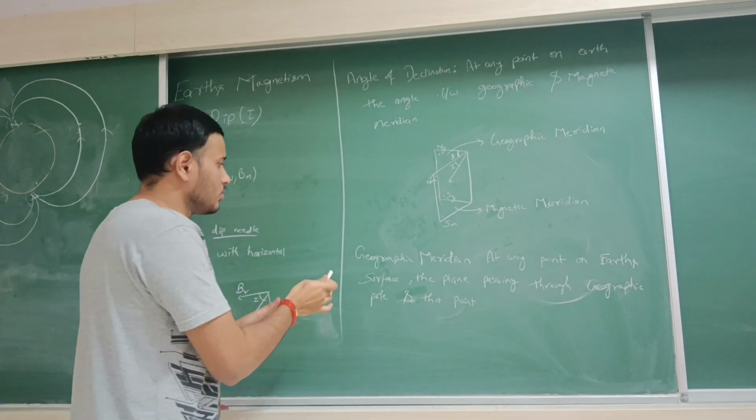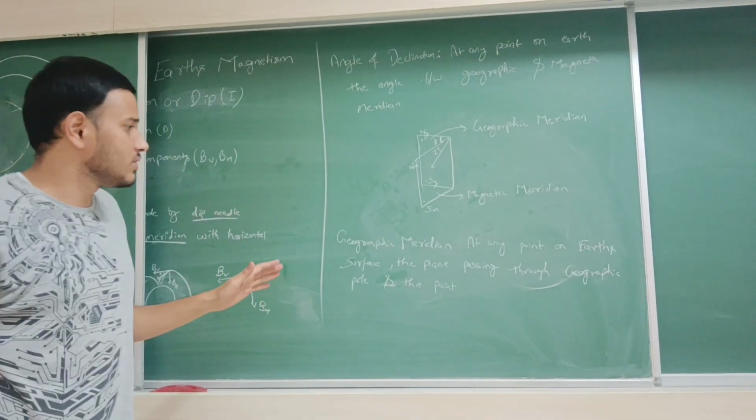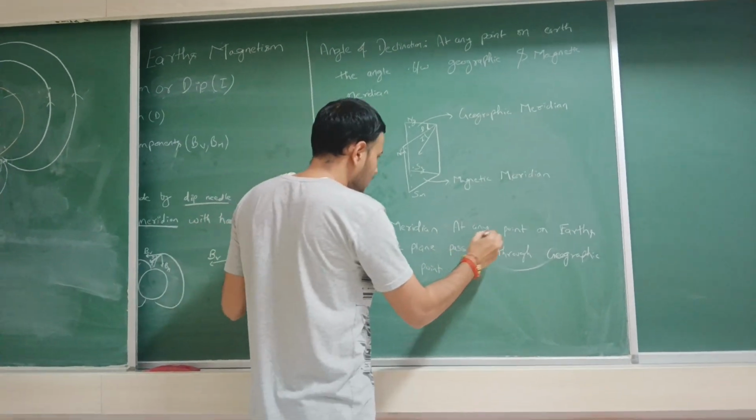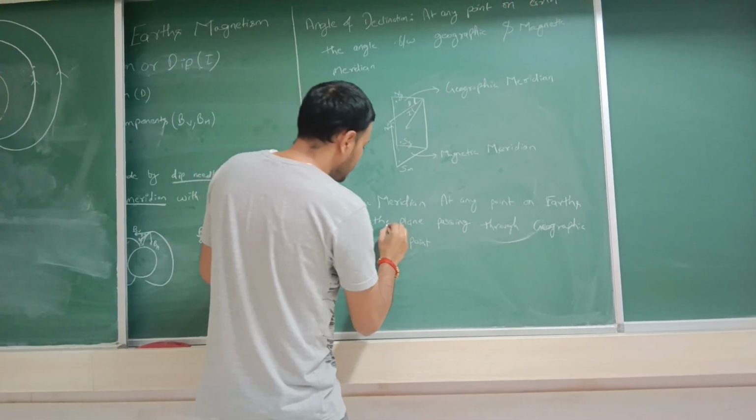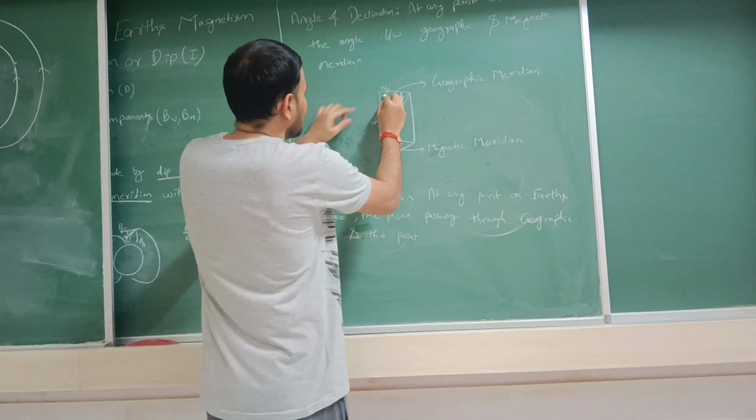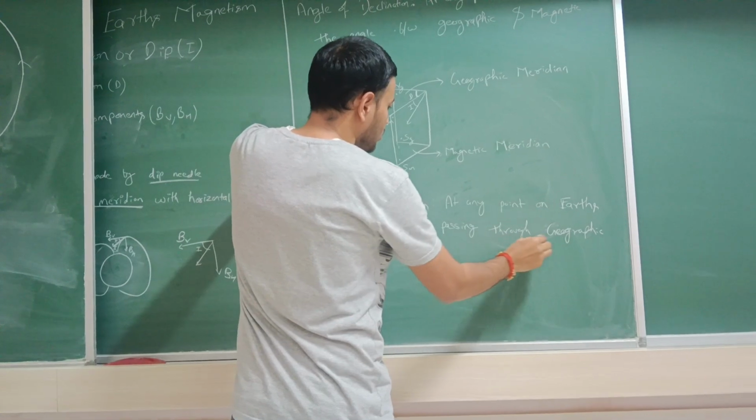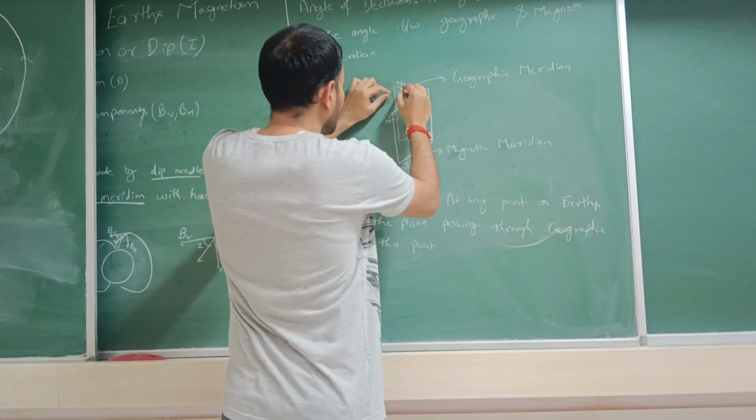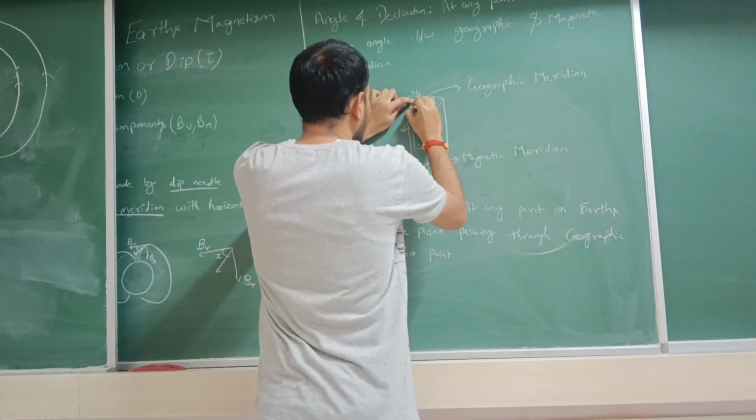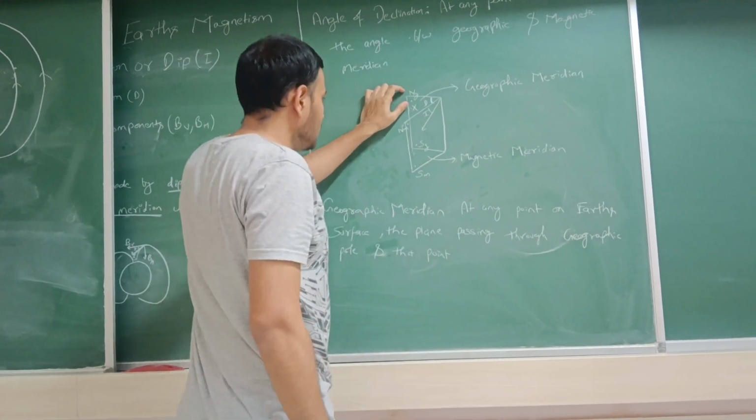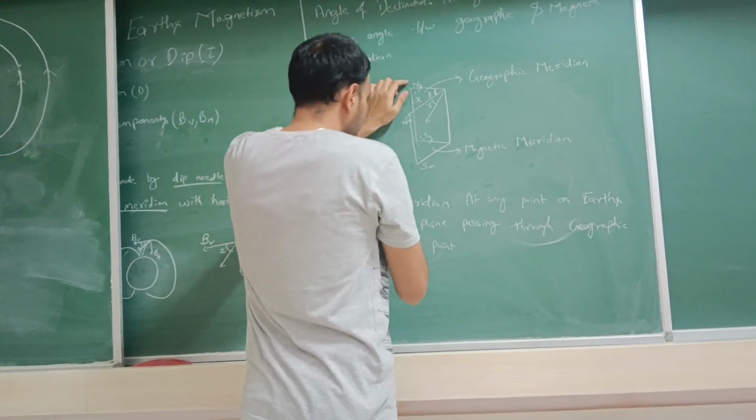as we have not yet studied geographic meridian and magnetic meridian, I will explain what a geographic meridian is. Geographic meridian is, at any point on the earth's surface, the plane passing through the geographic pole and that point. If you imagine that this is the plane, and at any point on the earth's surface, the plane passing through the geographic pole, that is the north pole, and suppose any point here, let's say the point is x, then the plane passing through the geographic pole and that point is the geographic meridian.